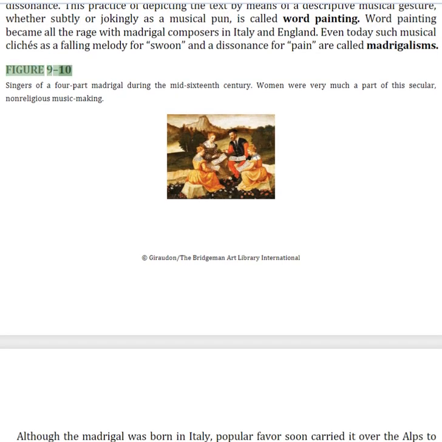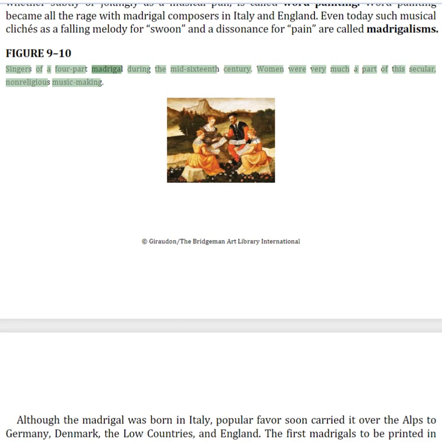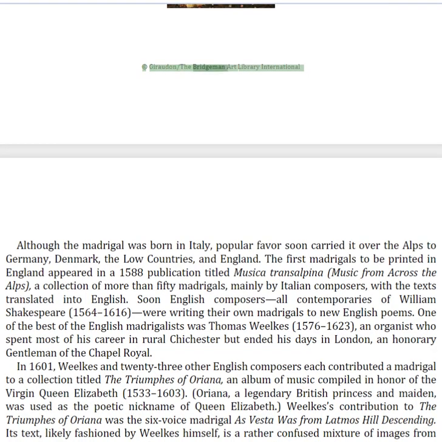Figure 9-10. Singers of a 4-part madrigal during the mid-16th century. Women were very much a part of this secular, non-religious music making. Copyright Giroudon. The Bridgman Art Library International.